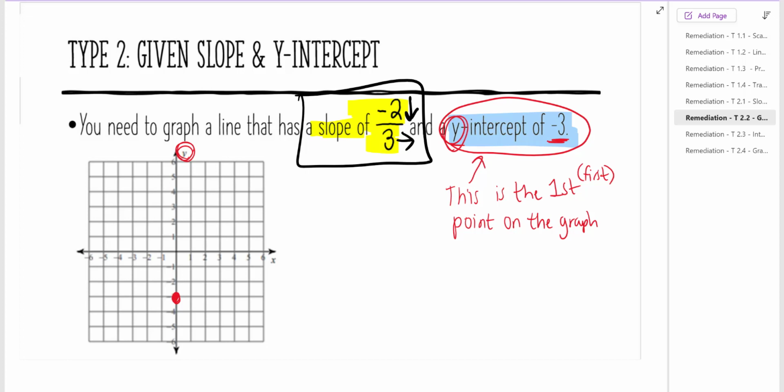Okay, so remember, put your pencil on the y-intercept. Necesitas poner tu lápiz and el y-intercept aquí. And now we're going to go down 2 and then right 3. And then I have a point. I can go the other way and repeat the pattern. So tú puedes repetir el patrón. Draw a line. And that is the graph. Esa es la gráfica.